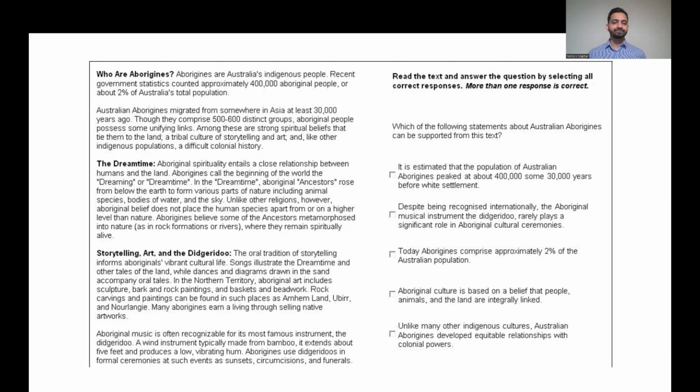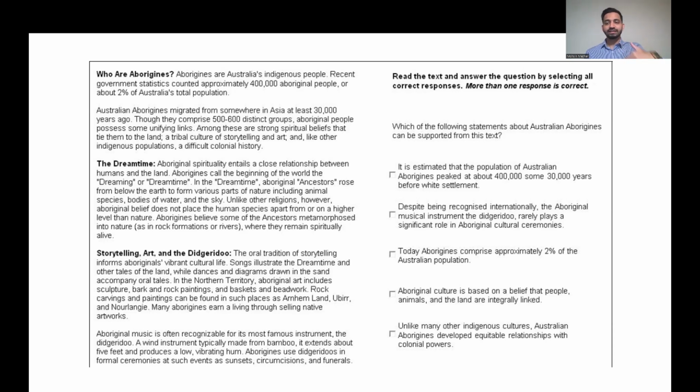Who are the Aborigines? Aborigines are Australia's indigenous people. Recent government statistics counted approximately 400,000 Aboriginal people, or about 2% of Australia's total population. Okay, just by reading the first sentence, I've got 2 options that I can work with. The first option says, it is estimated that the population of Australian Aborigines peaked at about 400,000 some 30 years ago before white settlement. So it's saying that 30 years ago, their population was 400,000. That option is wrong because it says recent government statistics counted.